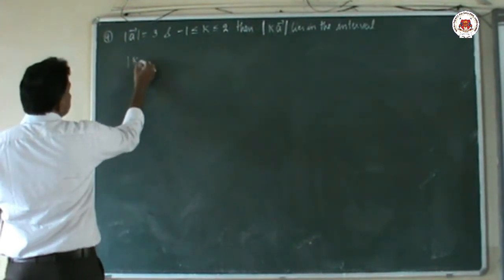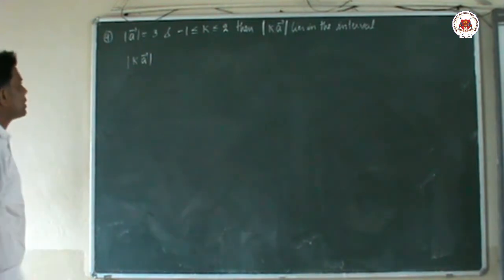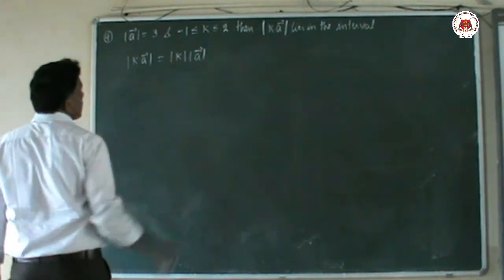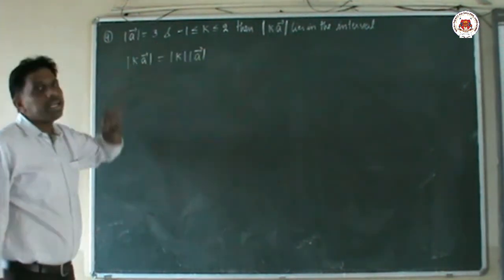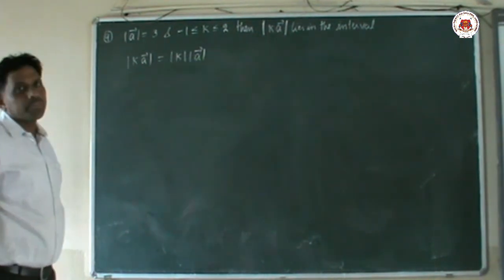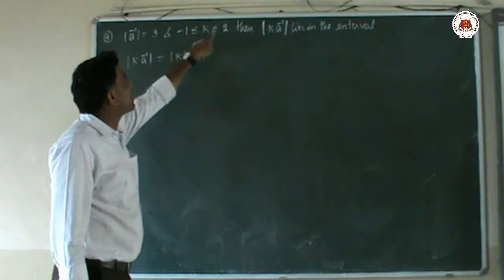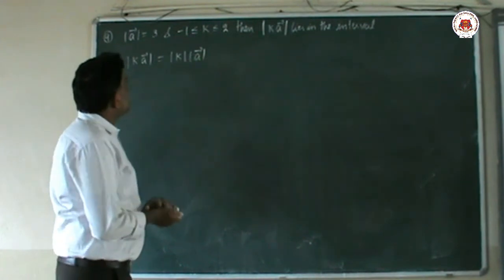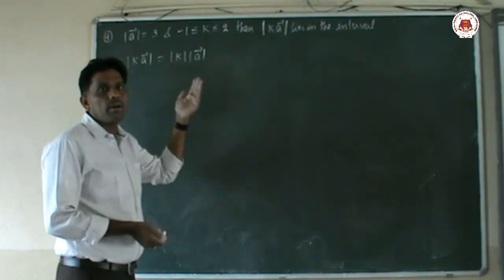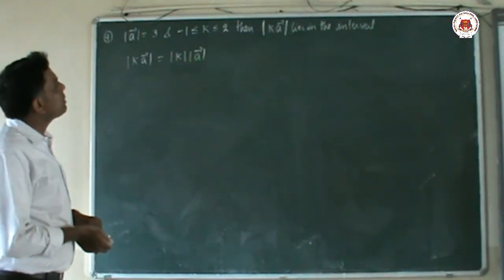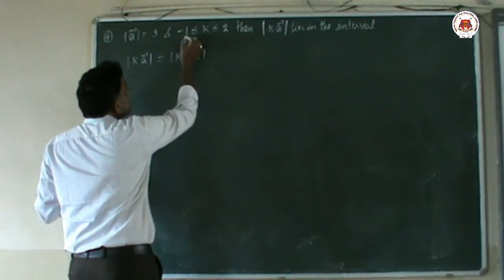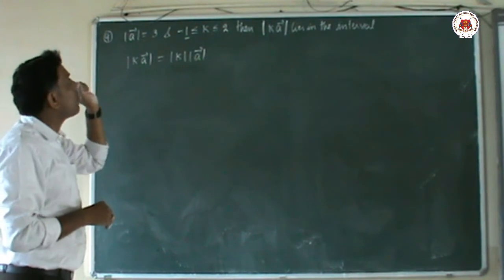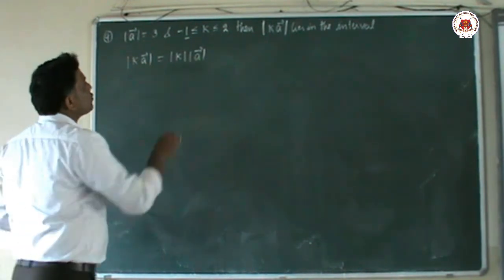So first of all, we can take mod of k into vector A. So write down the modulus separately. So modulus of k into modulus of vector A. Modulus of vector A is already given. The problem is with the k. Here the k is between minus 1 to plus 2. But here he is asking mod k. So what is the modulus? Modulus is nothing but a non-negative number. Here the least value of k is minus 1. But mod k means we don't want the negative value. We need the non-negative value.